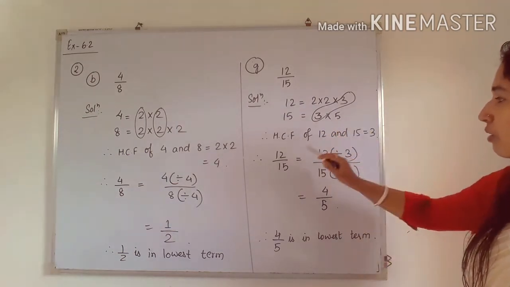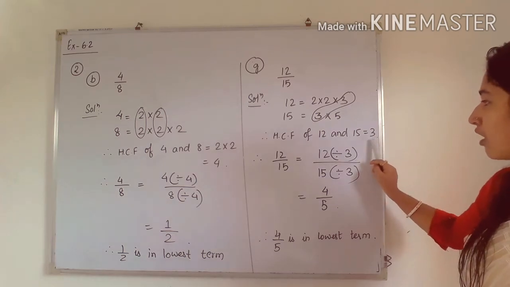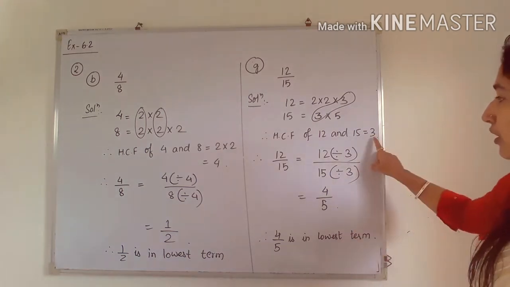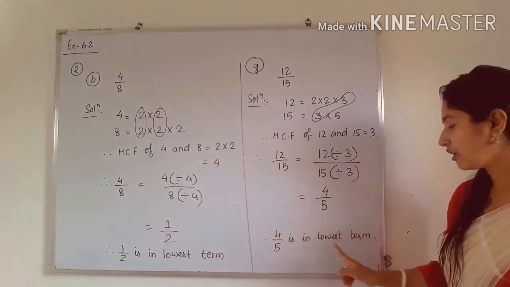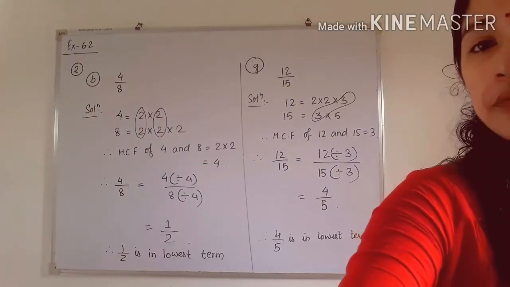Okay, so 3 is common. Therefore the HCF of 12 and 15 will be what? 3. So now you have to divide the numerator and denominator by the HCF. So that will be what? 4 by 5. Therefore 4 by 5 is in the lowest term.